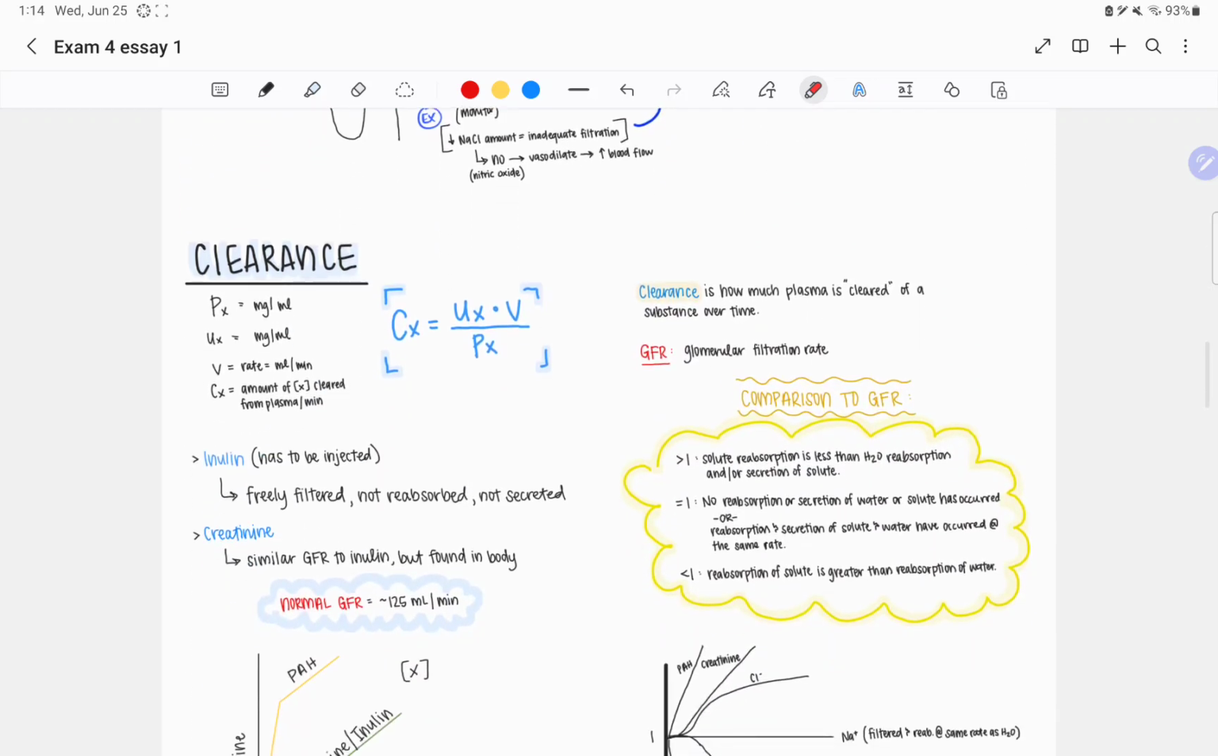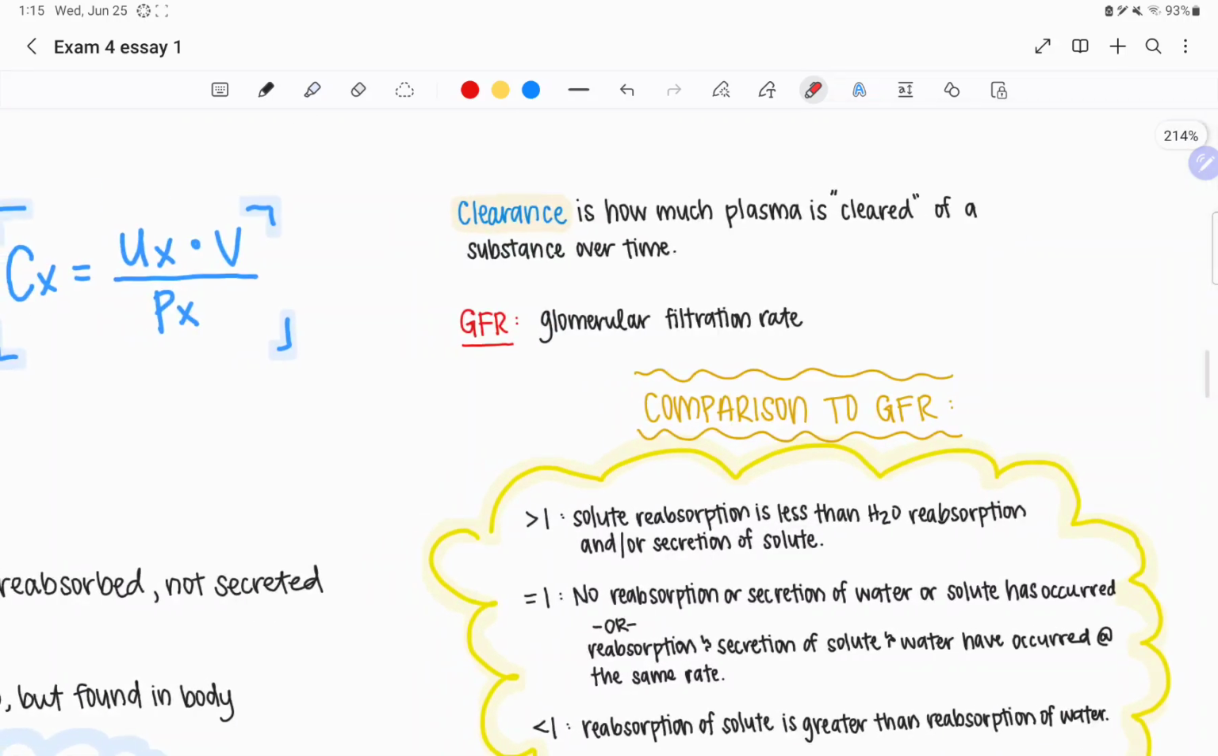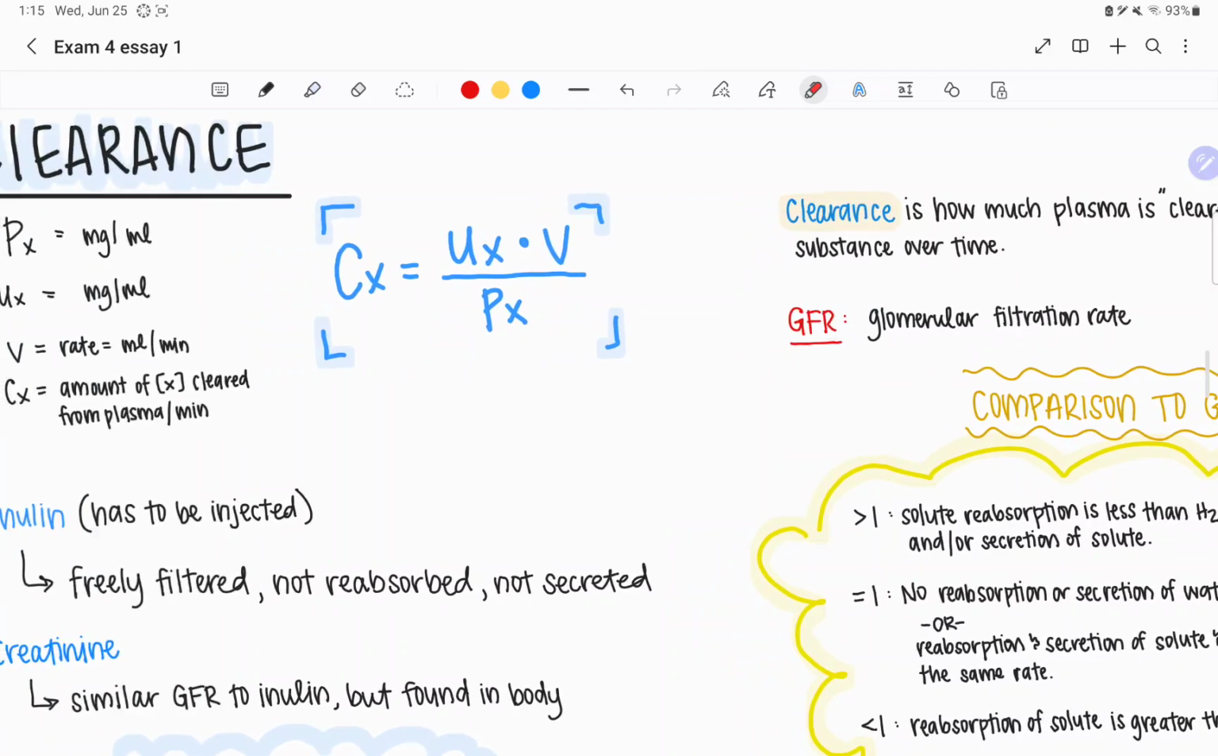We're going to talk about clearance. Okay, clearance is kind of difficult to understand. So I tried to just make it as clear as possible here that clearance is how much plasma is cleared of a substance over time. Usually that time is like a minute, right? They're looking at that, or it could be over an hour or something, right? There's ways that they can figure that out, and that's usually using this clearance equation.